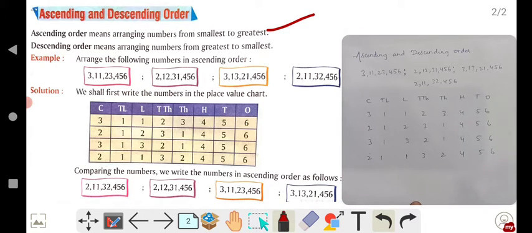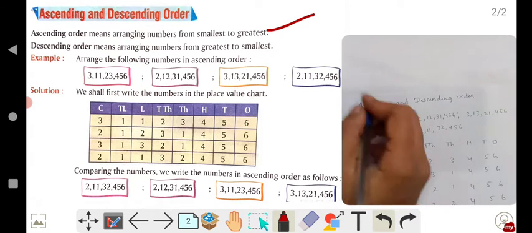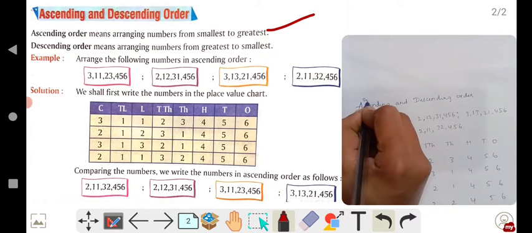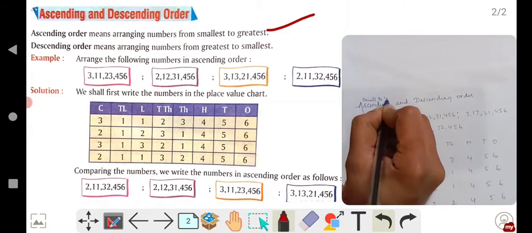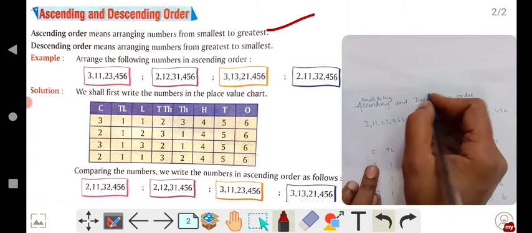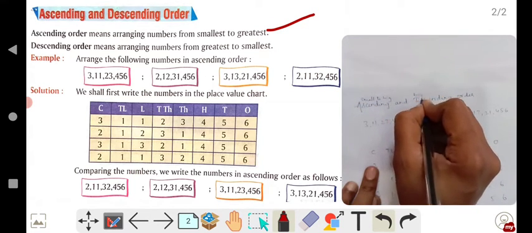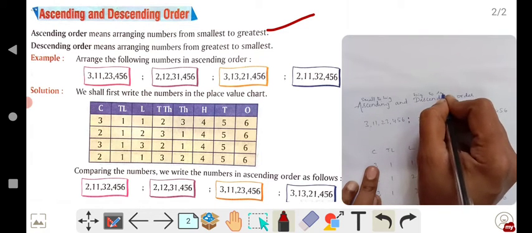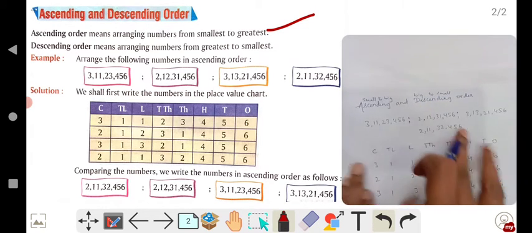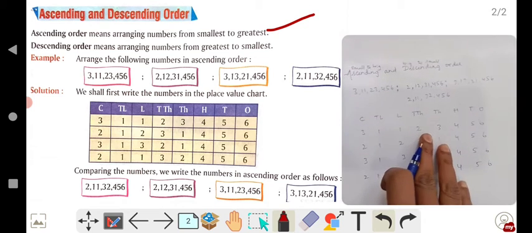And descending means you are coming down from upstairs. From the first floor you are coming down to the ground floor. That is, you are coming from greater to smaller, big to small. Descending means big to small. Ascending means small to big, and descending means big to small.